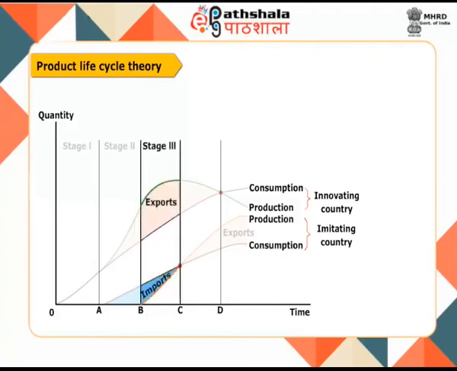Stage 3, maturity. In the product maturity phase, the product becomes standardized and the innovating firm may find it profitable to license other domestic and foreign firms to manufacture the product. Thus, in this stage, the imitating country starts producing the product for domestic consumption.